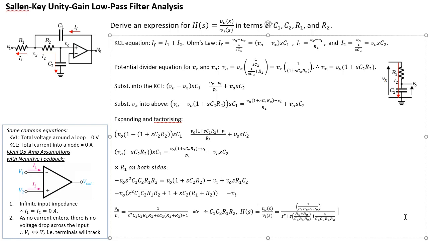I hope you guys understand the analysis of this. In future videos, I'll do one where it is not a unity gain configuration, where actually there will be some gain, and it's typically called an equal value design.